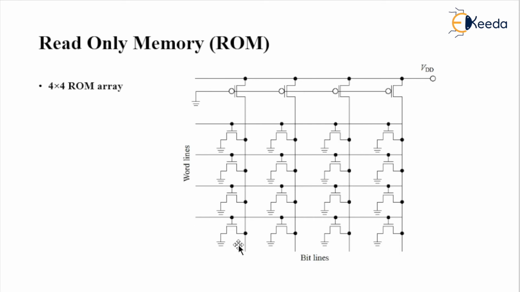So what happens when this maximum voltage is applied to all the gates of these transistors? All these transistors are going to be turned on, and the bit lines are going to be connected to the ground potential, right? So when I apply logic 1 to the word lines, all the transistors are going to be turned on and the bit lines are going to be connected to the ground potential.